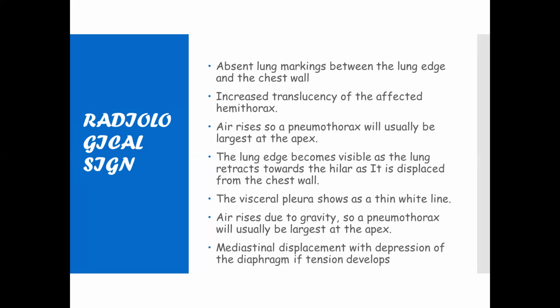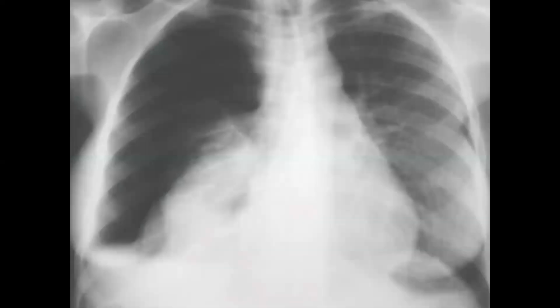Air rises due to gravity, so a pneumothorax will usually be largest at the apex. So if you see a pneumothorax, most likely it's going to be seen at the apex. And if you look at a pleural effusion, most likely it will be seen at the bottom because of gravity effects. Then there is mediastinal displacement with depression of the diaphragm if tension develops. So you can read a bit on tension pneumothorax.